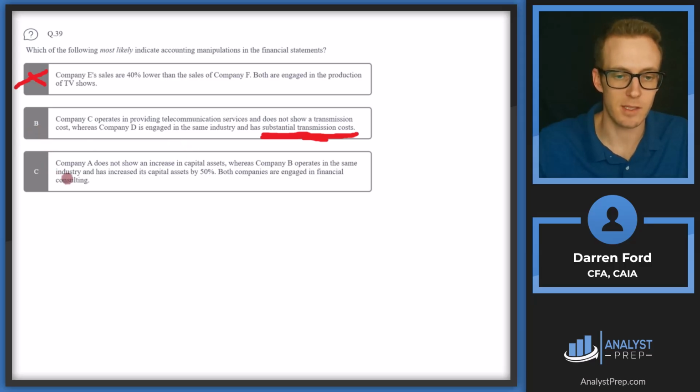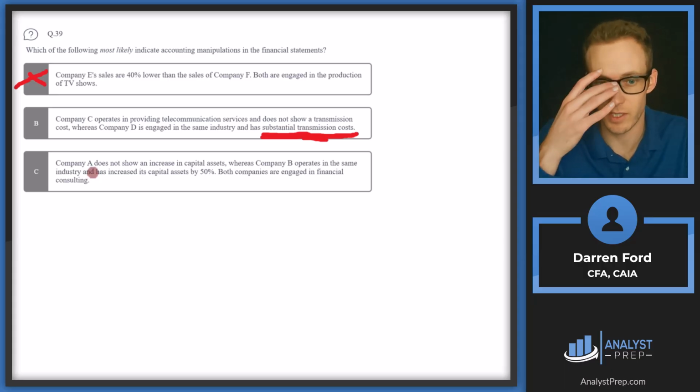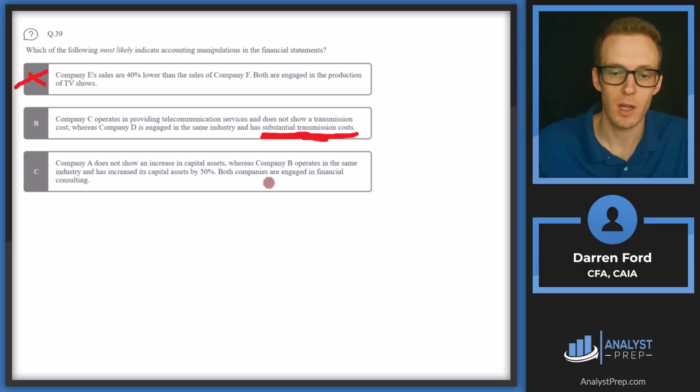Let's look at C and see if that's a better answer or not. Company A does not show an increase in capital assets, whereas Company B operates in the same industry and has increased its capital assets by 50%. Both companies are engaged in financial consulting. So there's not necessarily manipulation here either. They're in the same industry, but from a capital asset standpoint, they may just be on different CapEx cycles where they're needing to spend on different things, and they may be growing at different rates as well.